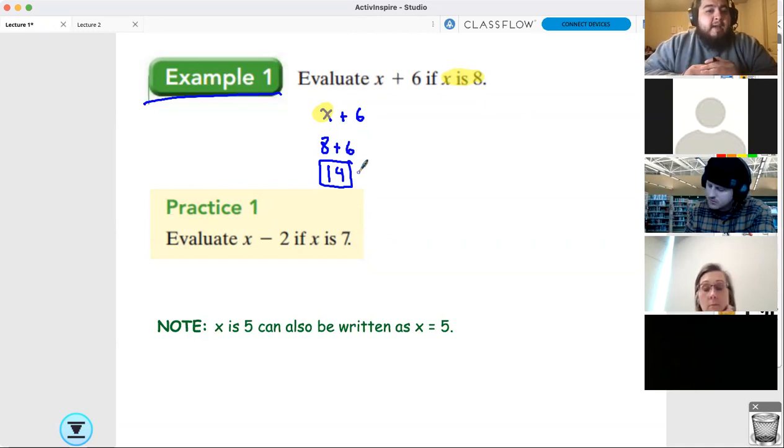Now, before I have you work on the practice one problem, are there any questions on what we did in example one? Everyone, and now if there's no questions, good luck on practice one. I'll be giving you guys 1 minute to work on it. I'll add more if necessary. So practice one says evaluate x minus 2 if x is 7. Good luck.